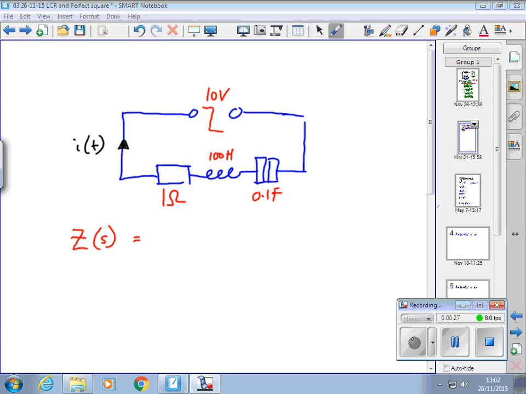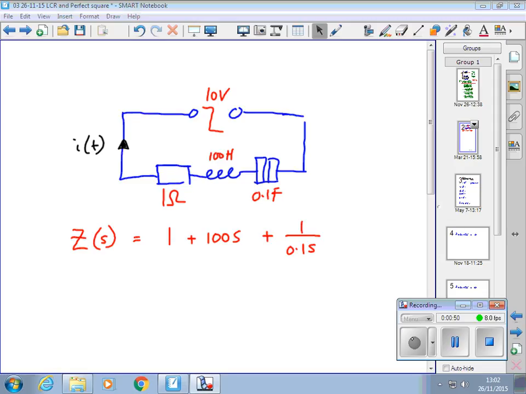So, the resistor is just 1, the 100 Henry inductor is 100S, and a 0.1 farad capacitor is 1 over 0.1S. So that's our three terms.